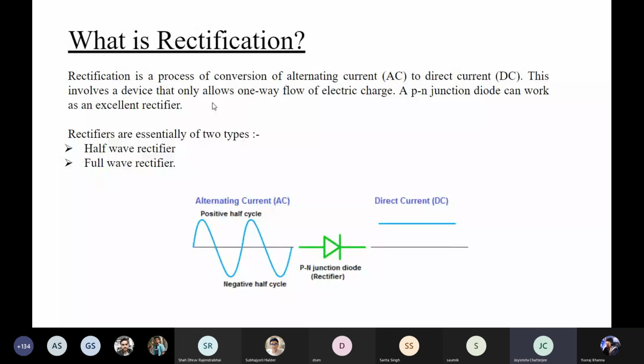There are two types of rectifiers. One is the half wave rectifier and the other is the full wave rectifier. So what is a half wave rectifier? Now the next slide.